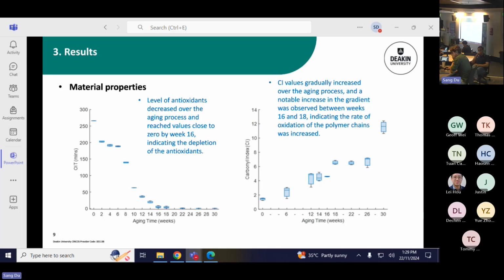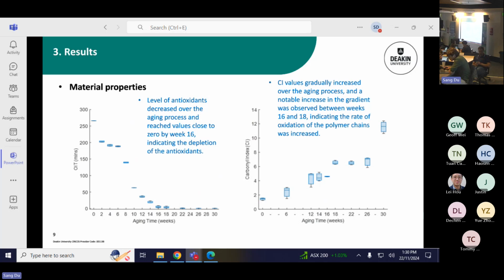So that OIT means how many minutes until the remaining antioxidants are depleted. Basically we expose the samples to oxygen and heat, and we check after how many minutes the antioxidants are depleted, and then the actual oxidation of the polymer chain starts. So as the OIT time reduces to almost 0, that means the antioxidants are depleted. We can see after roughly 14 or 16 weeks of aging in our lab, the antioxidants are depleted.